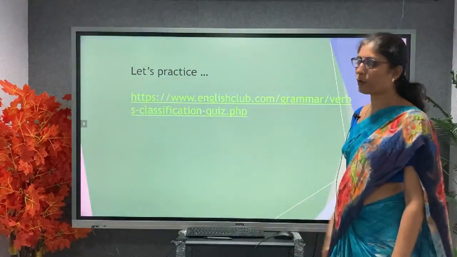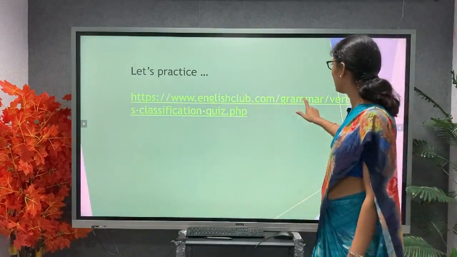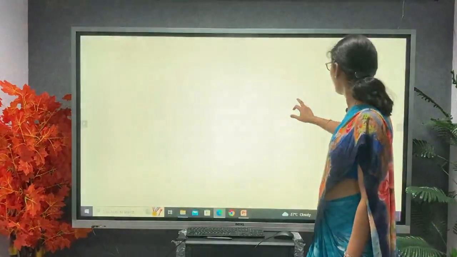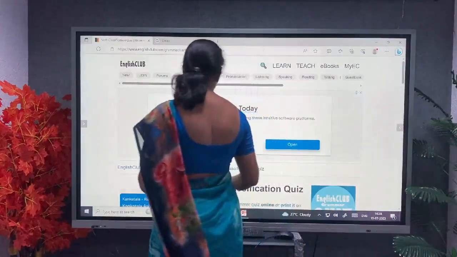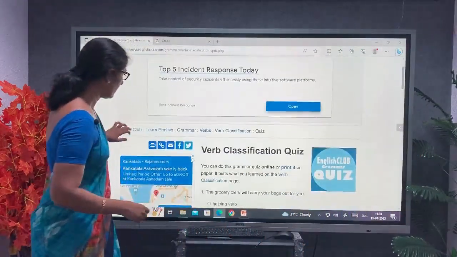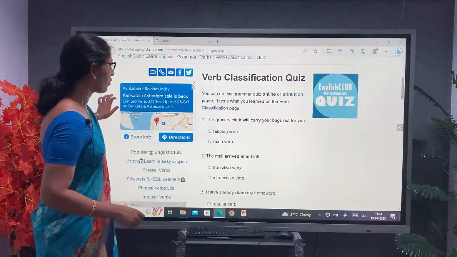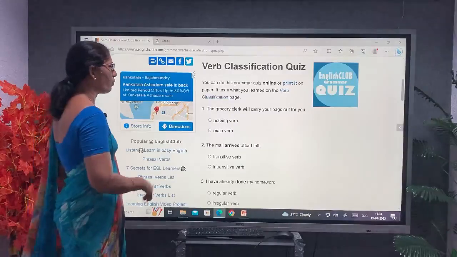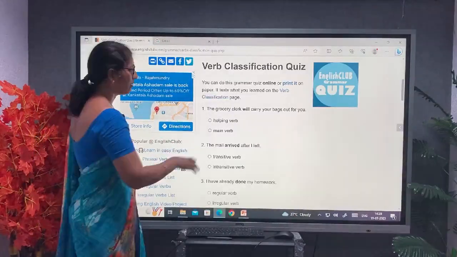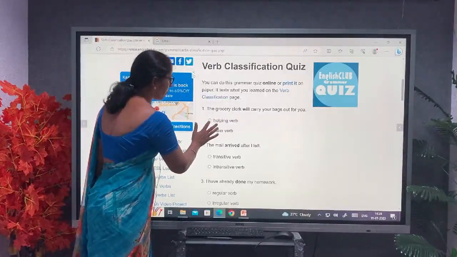This will do one practice exercise: how to identify the verb. Just 10 sentences. The grocery clerk will carry your bags out for you. So what is the verb? Will. Will is here a helping verb.